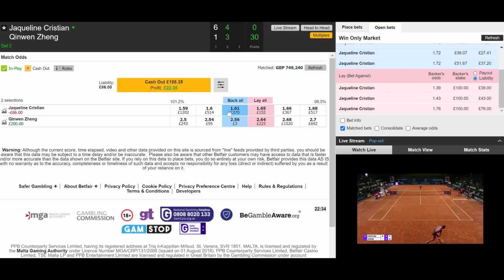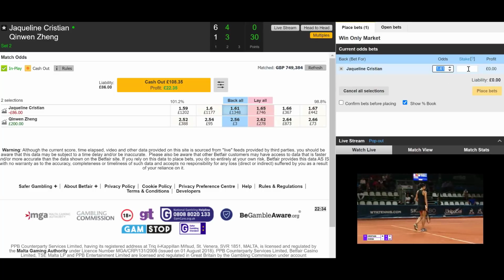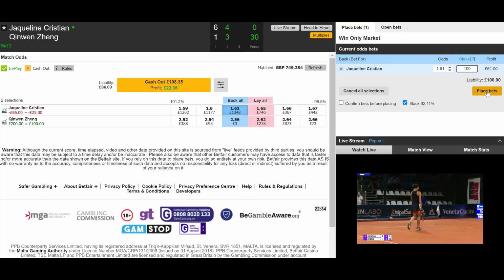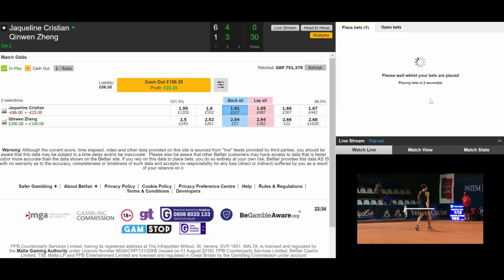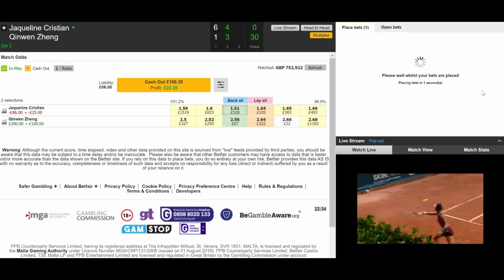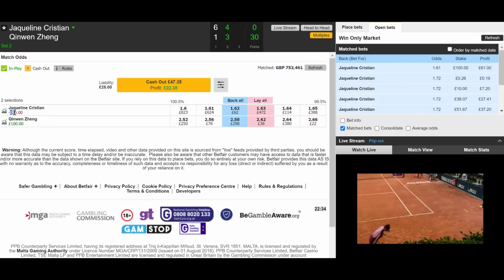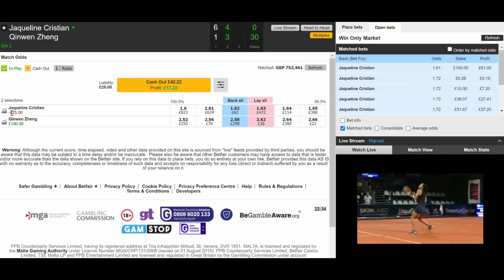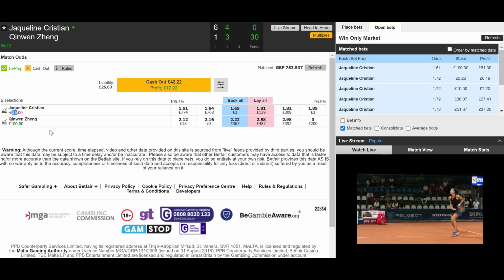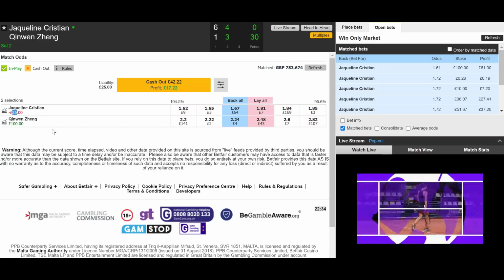And so you can see it's just gone love-30 on Christian's serve. So that's often enough to move the market pretty significantly. Okay, so we gained around 20 ticks on that. So that little mini trade has somewhat lowered our liability again on this overall trade. Okay, so we're now down to a £25 exposure in this market.